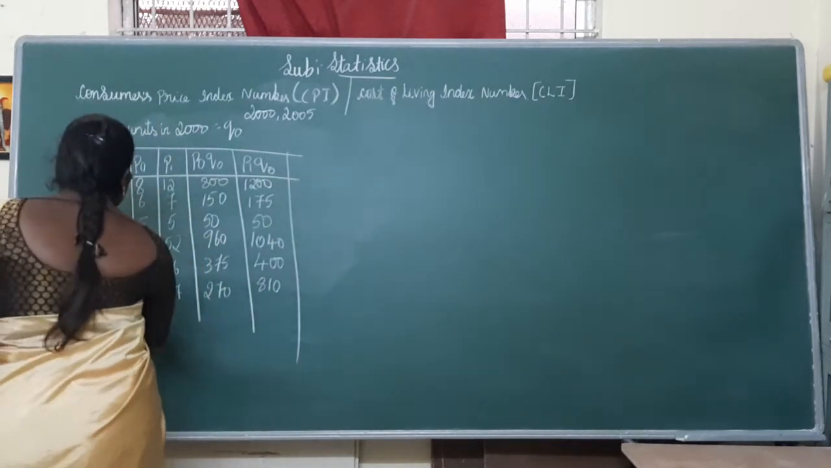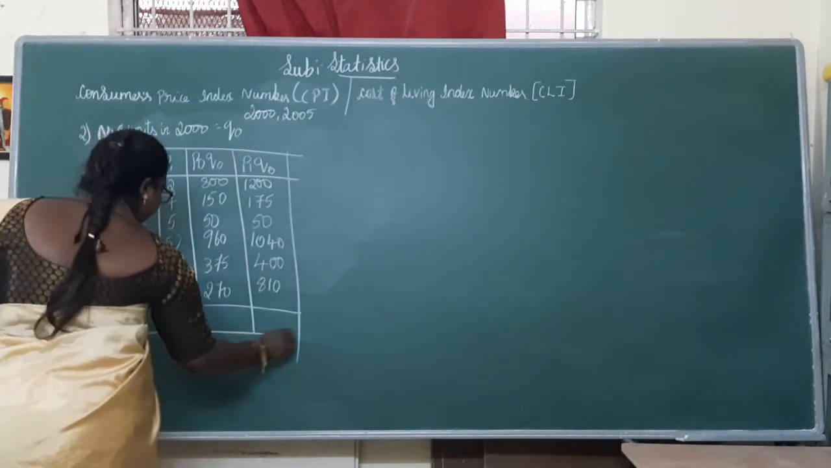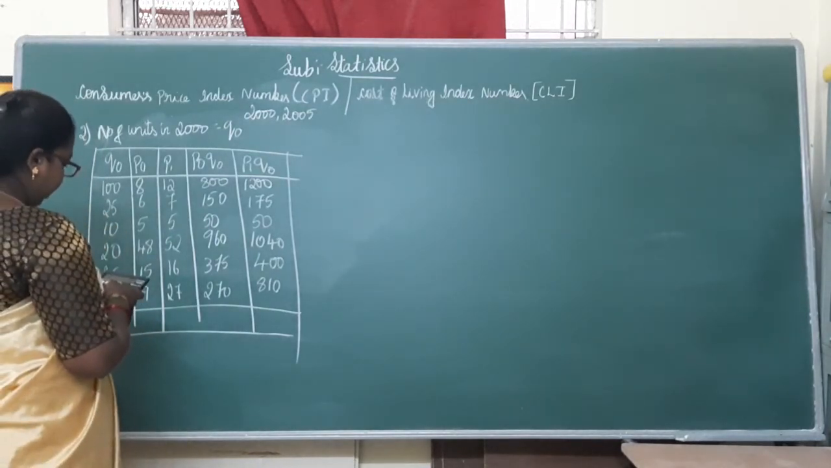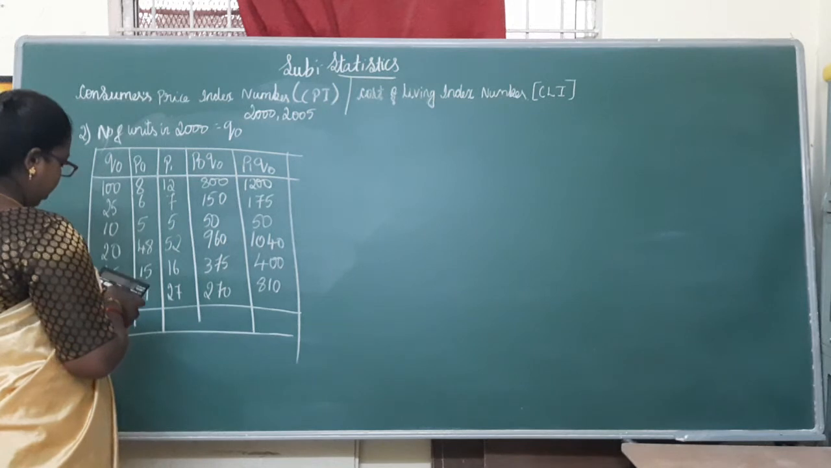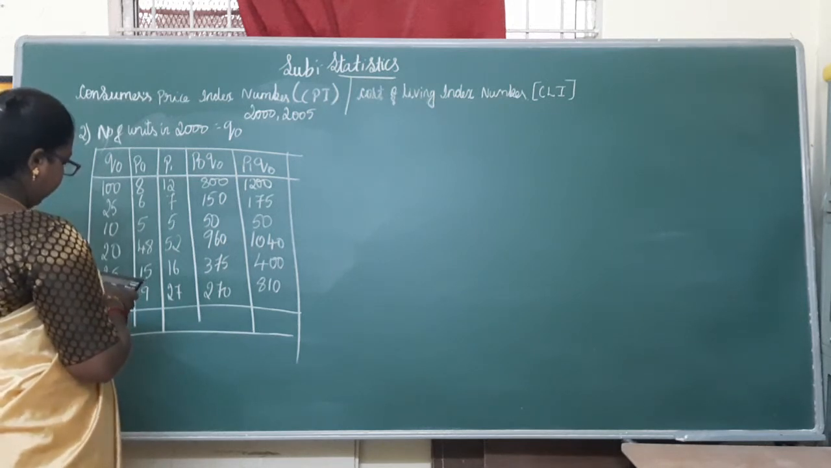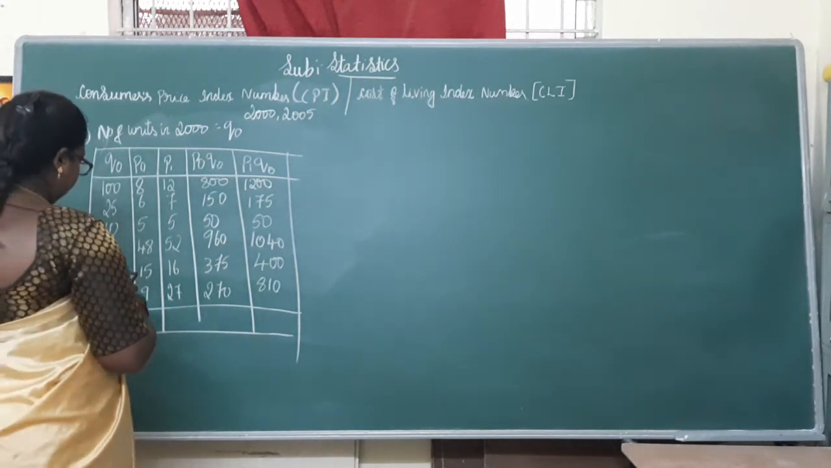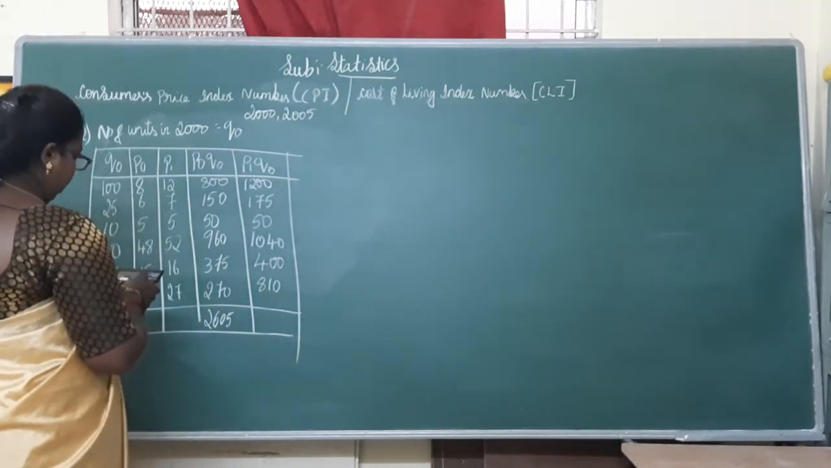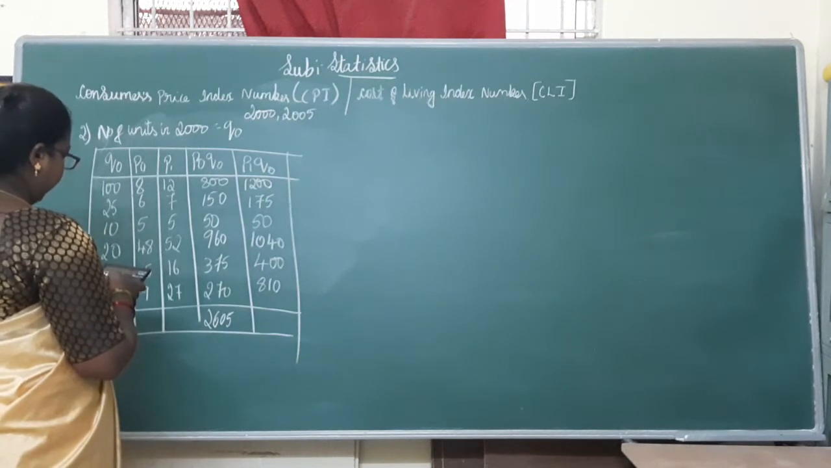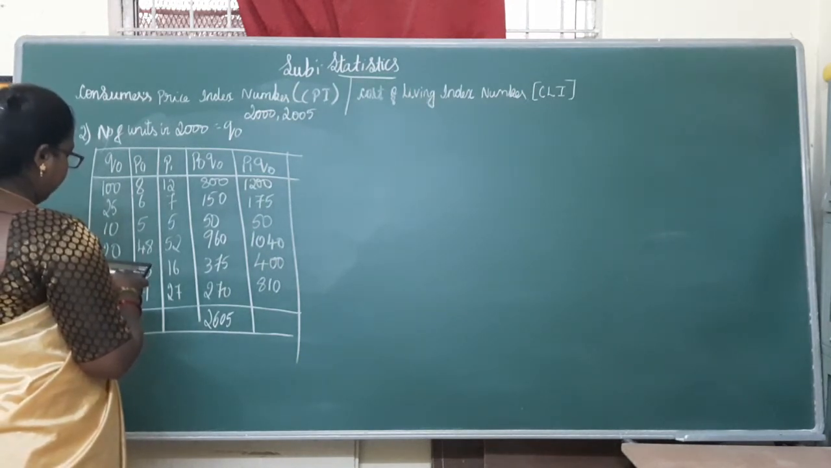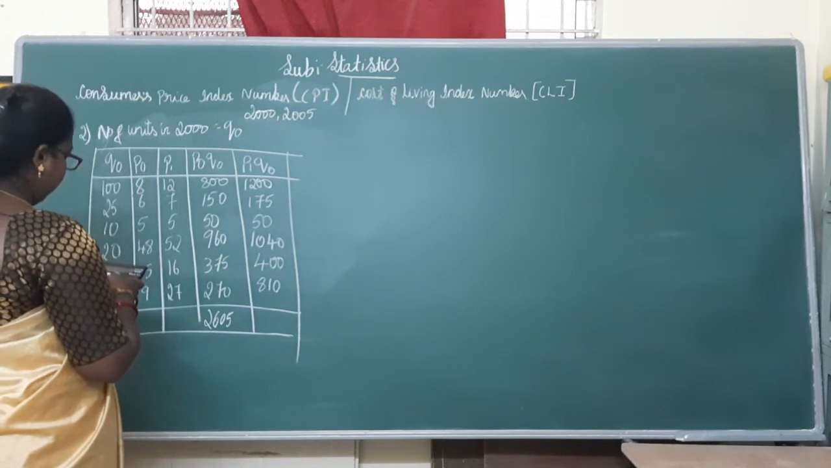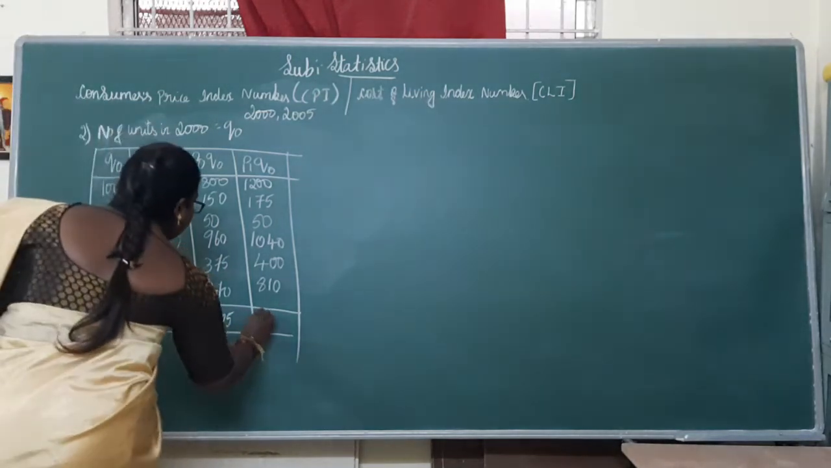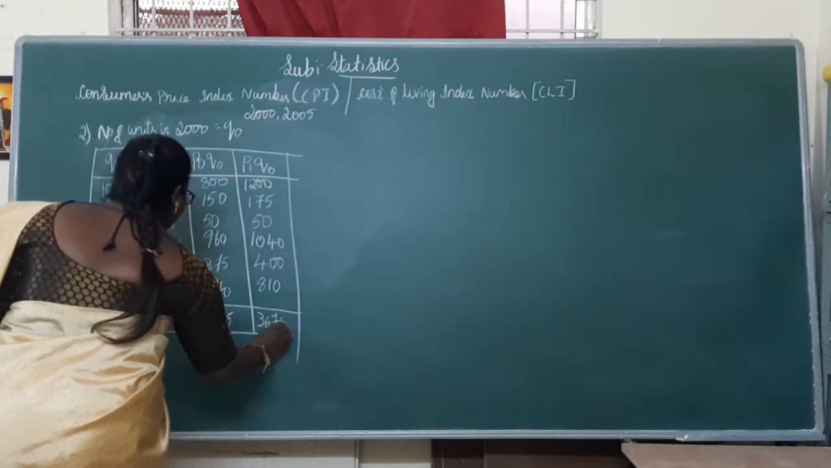So I need to take sigma here. 800 plus 150 plus 50, 960, 375 plus 270, 2605. Next 1200 plus 175 plus 50 plus 1040 plus 400 plus 810. I get 3675.